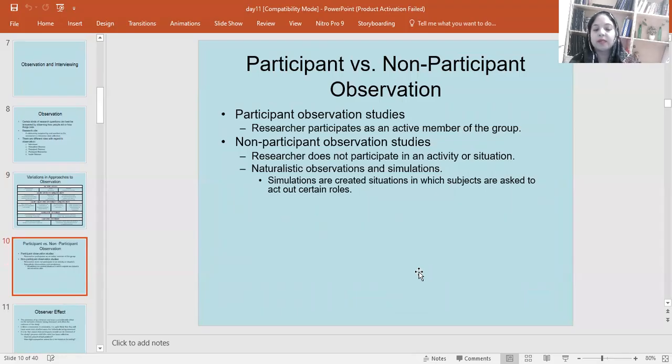Participant versus non-participant observation. Participant observation is when the researcher performs the role of an active member of the group, performing the role of participant as well. As I have already explained. Non-participant observation is where the researcher does not participate in any activity or situation but only observes. Okay.